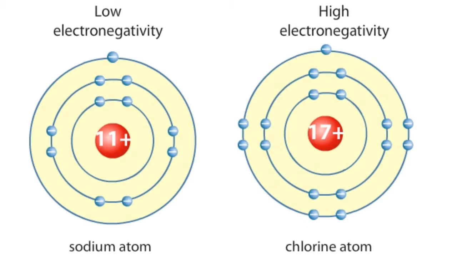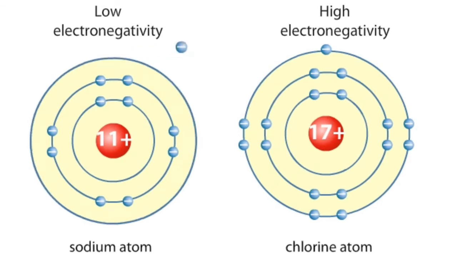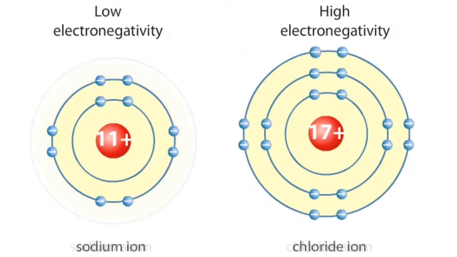Because sodium has a low electronegativity, it holds its outer electron very loosely and easily loses it to chlorine. When this happens, chlorine fills its outer shell with 8 electrons, becoming negatively charged. Sodium loses its electron and becomes positively charged.